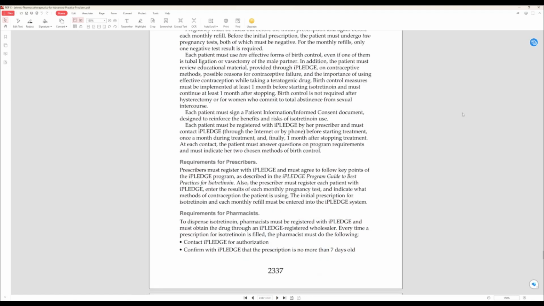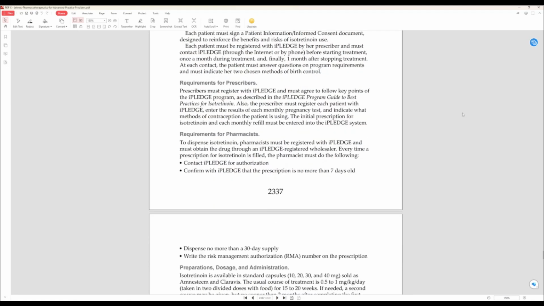The requirements for the prescriber, therefore. Prescribers must also register with iPledge and must agree to follow key points of iPledge programs, as described in the iPledge Program Guide to Best Practice for Isotretinoin. Also, the prescriber must register each patient with iPledge, enter the results of each monthly pregnancy test, and indicate what methods of contraception the patient is using. The initial prescription for isotretinoin and each monthly refill must also be entered into the iPledge system.